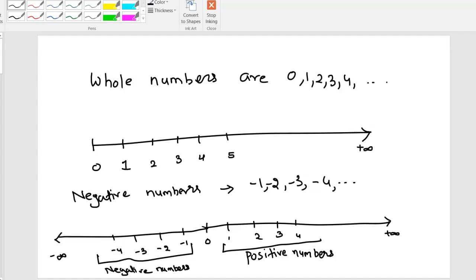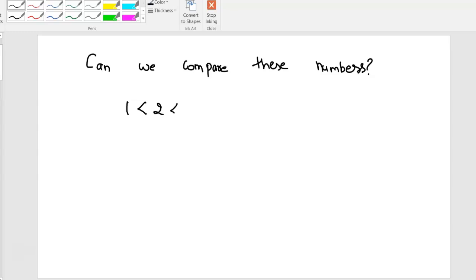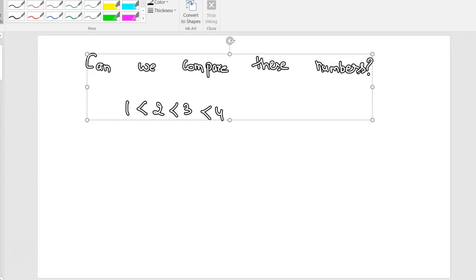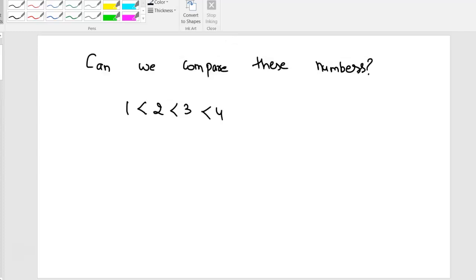So can we compare these numbers? Next question is, can we compare these numbers? Now, we know that 1 is less than 2 and less than 3 and then less than 4, right? First, let's see the signs.